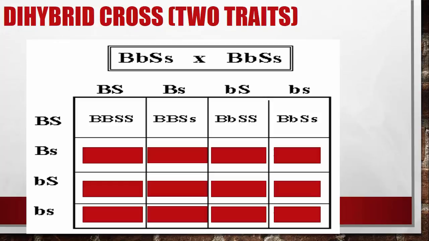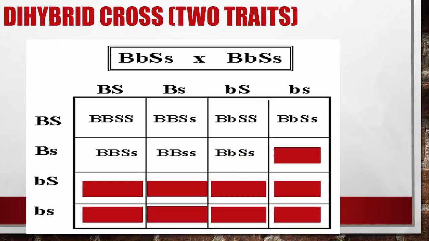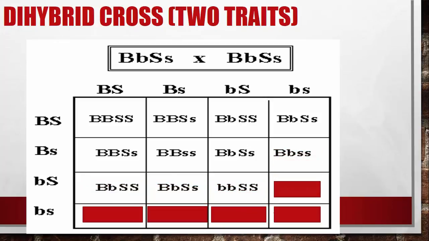So we're going to do the same, just bringing them down. I have two capital B's, two lowercase s's. I should have capital B, lowercase b, capital S, lowercase s. Once again, I should get capital B, lowercase b, and two lowercase s's. So that is how you fill it in.